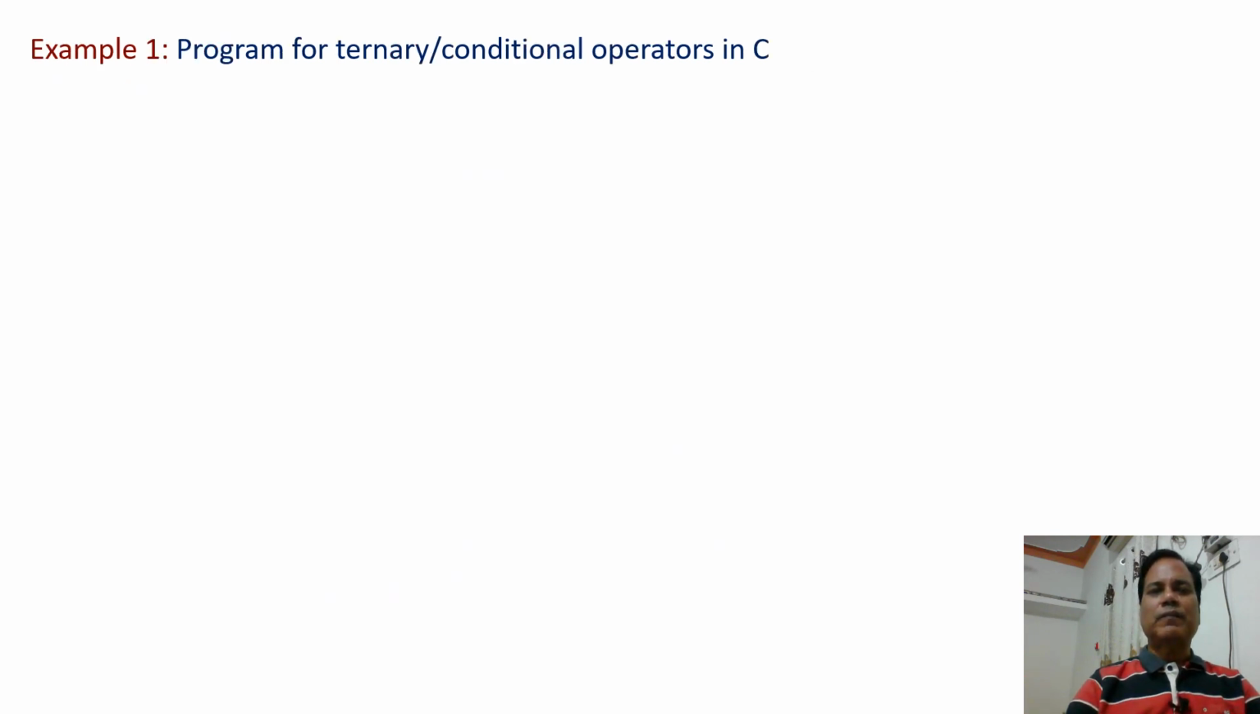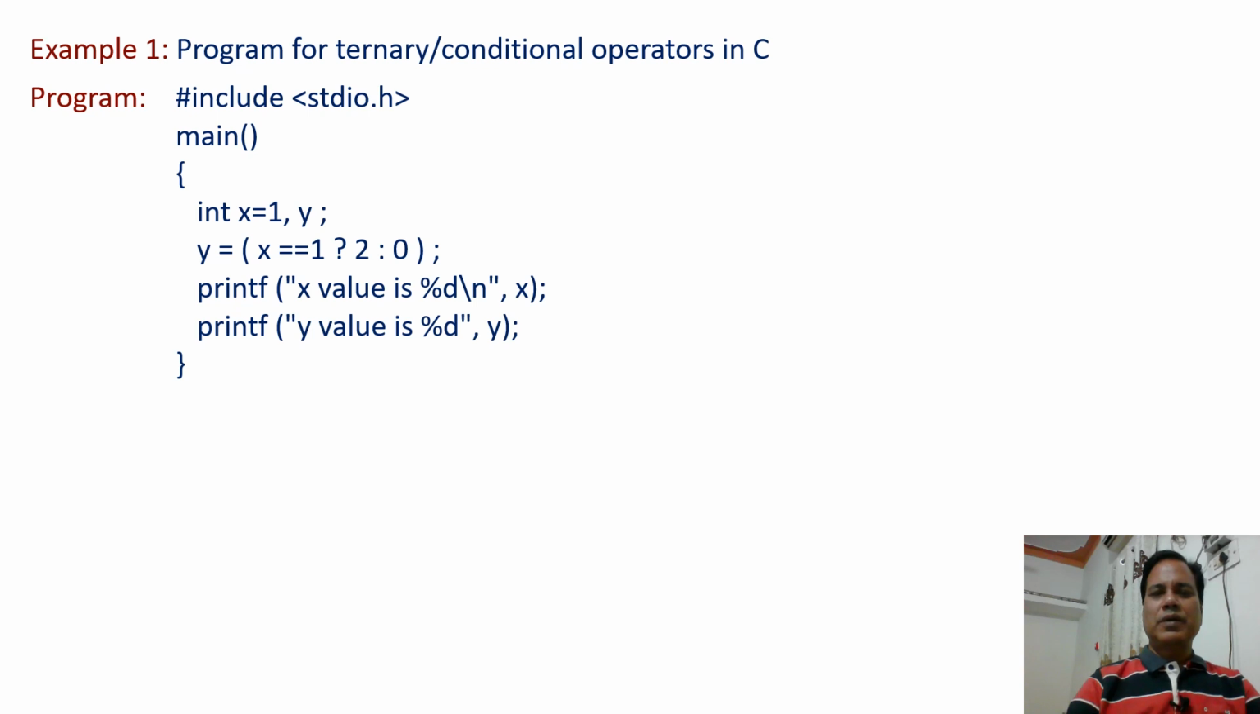Now let us take an example. Program for ternary conditional operators in C. So what program we just discussed? In a similar program written here, the first statement is integer x equal to 1, y equal to 0.